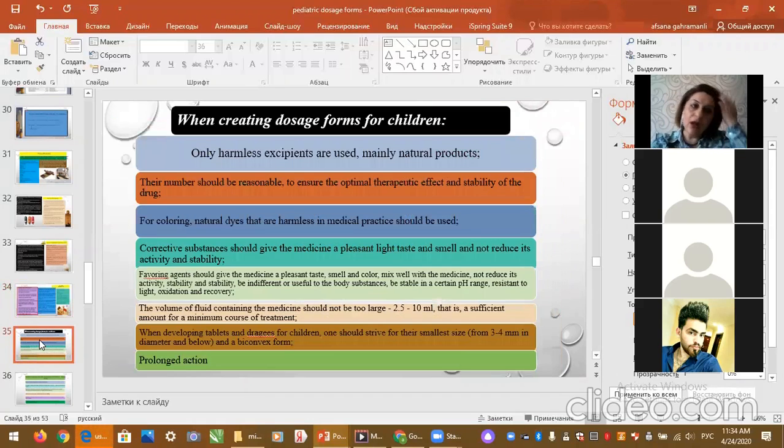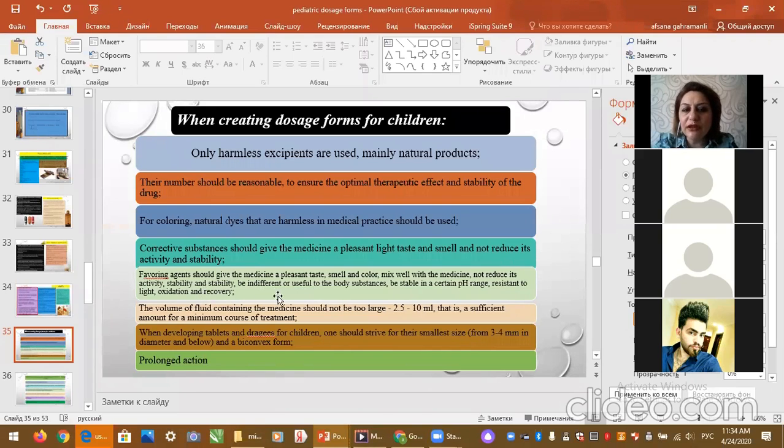Now, dosage forms for children must include only harmless excipients, mainly natural products. Their number should be reasonable to ensure the optimal therapeutic effect and stability of the drugs. For coloring, natural dyes that are harmless in medical practice should be used. Corrective substances should give the medicine a pleasant taste and smell and not reduce its activity and stability.